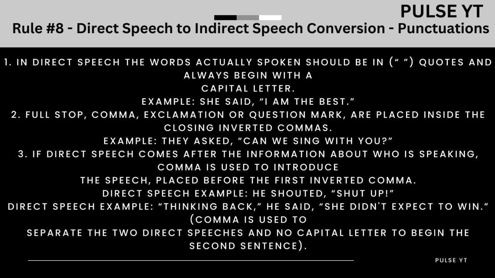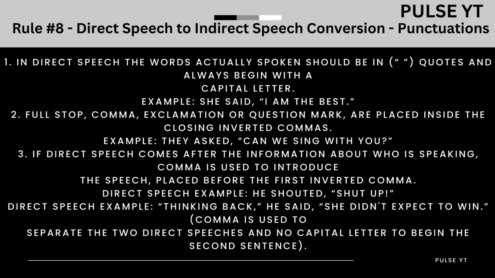Rule number 8. Direct speech to indirect speech conversion. Punctuations. 1. In direct speech the words actually spoken should be in quotes and always begin with a capital letter. Example: She said, I am the best. 2. Full stop, comma, exclamation or question mark are placed inside the closing inverted commas. Example: They asked, can we sing with you?